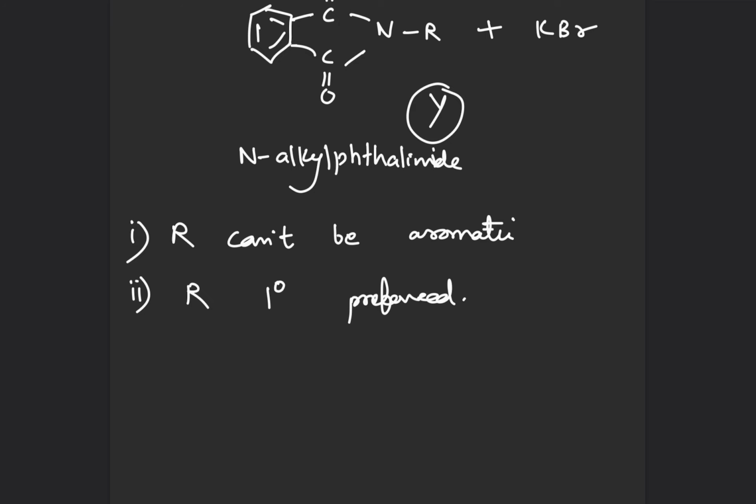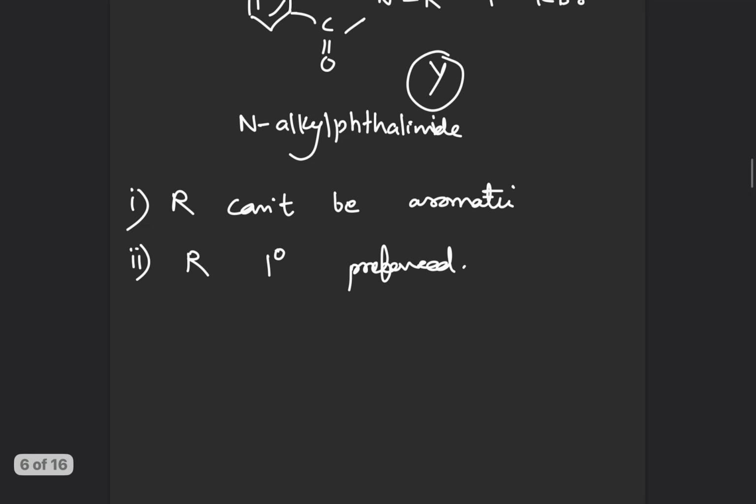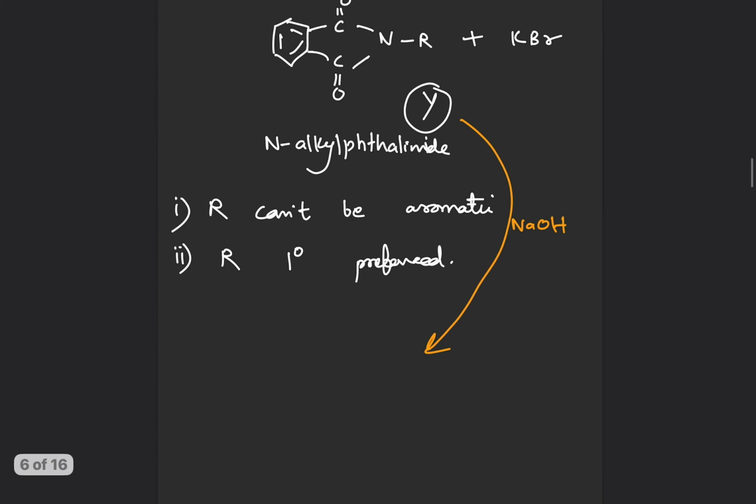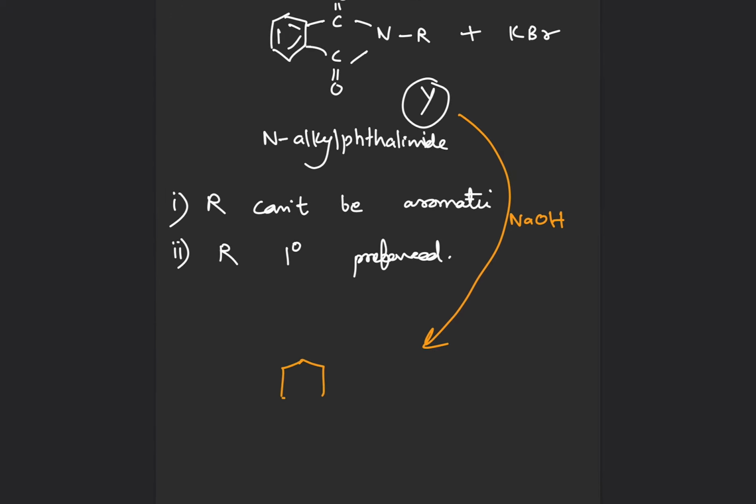And then Y, we react Y with NaOH. Okay, so this is alkaline hydrolysis. So what will happen? Ultimately we will get the benzene ring, C double bond O, C double bond O, O minus Na plus. These are the sodium salt of phthalic acid, and R NH2.